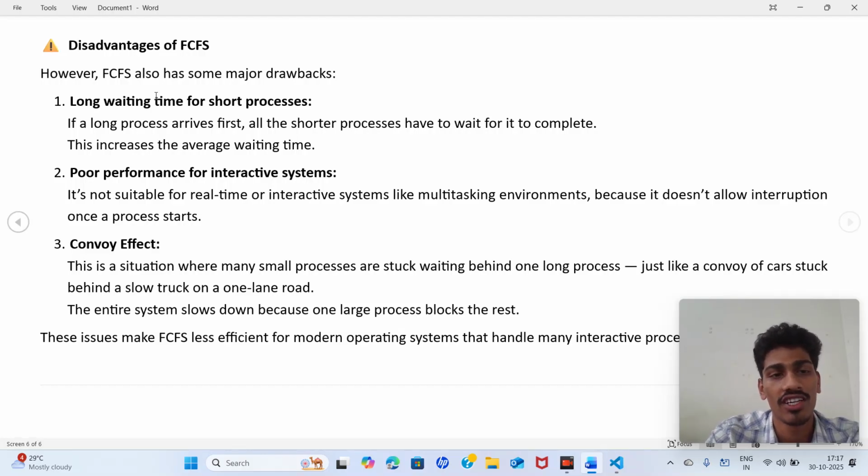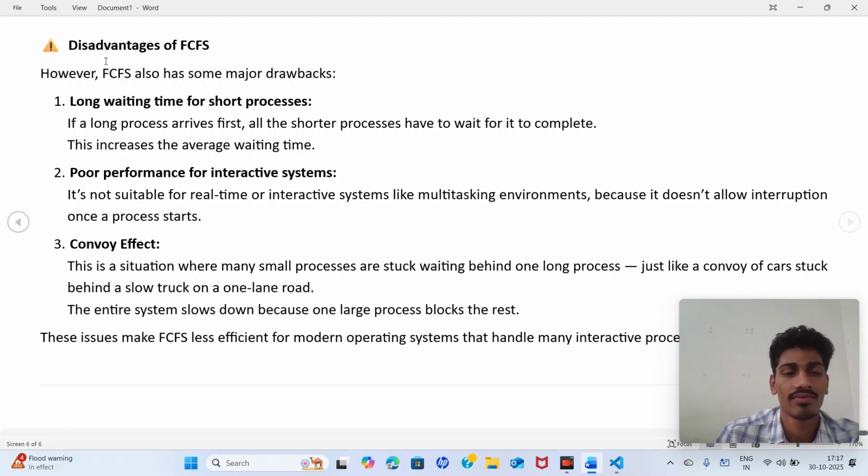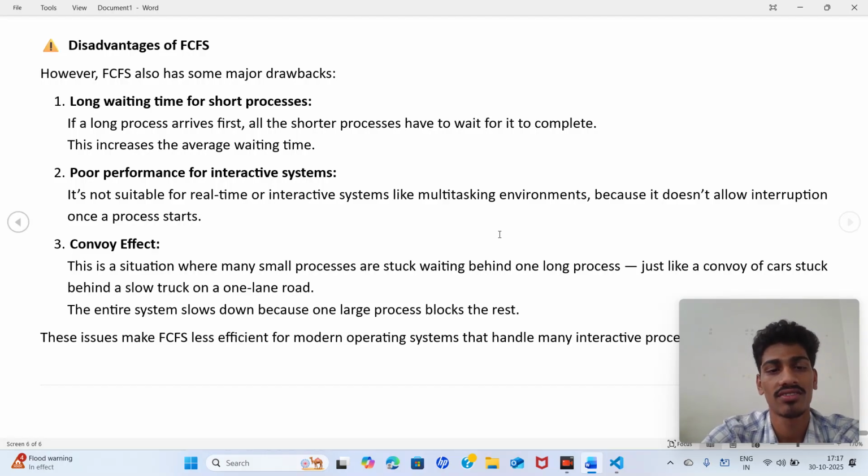Now some disadvantages. However, first come first serve also has some major drawbacks. Long waiting time for short processes: if a long process arrives first, the shorter processes have to wait for it to complete. Also poor performance and the convoy effect.